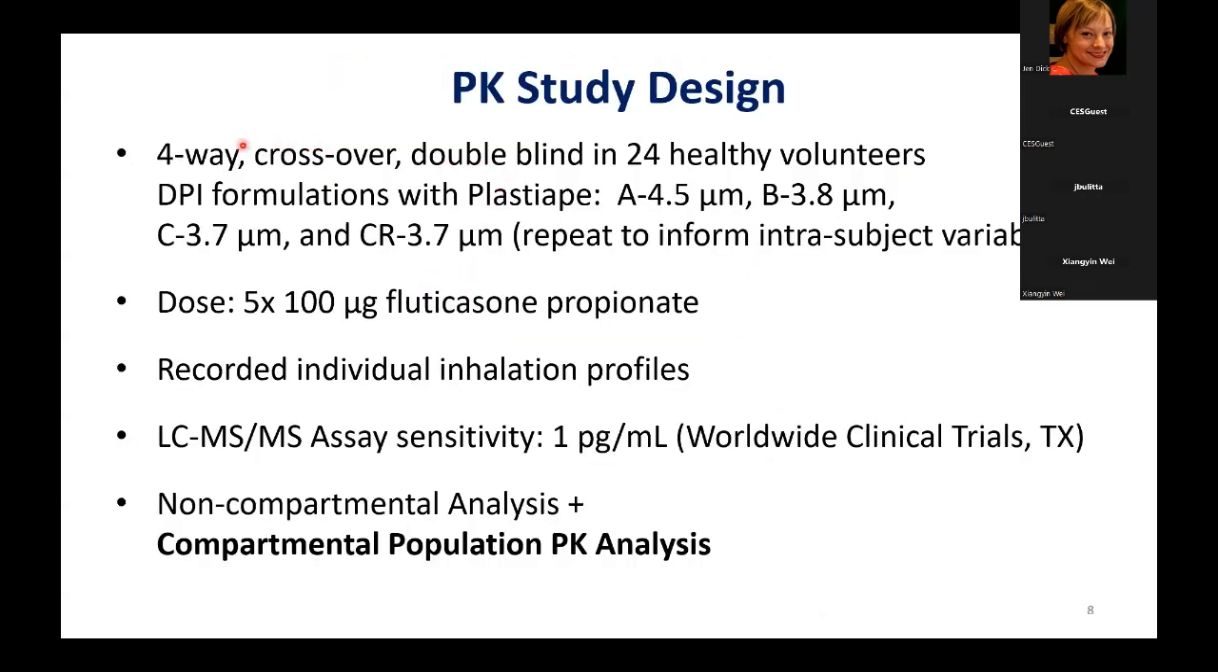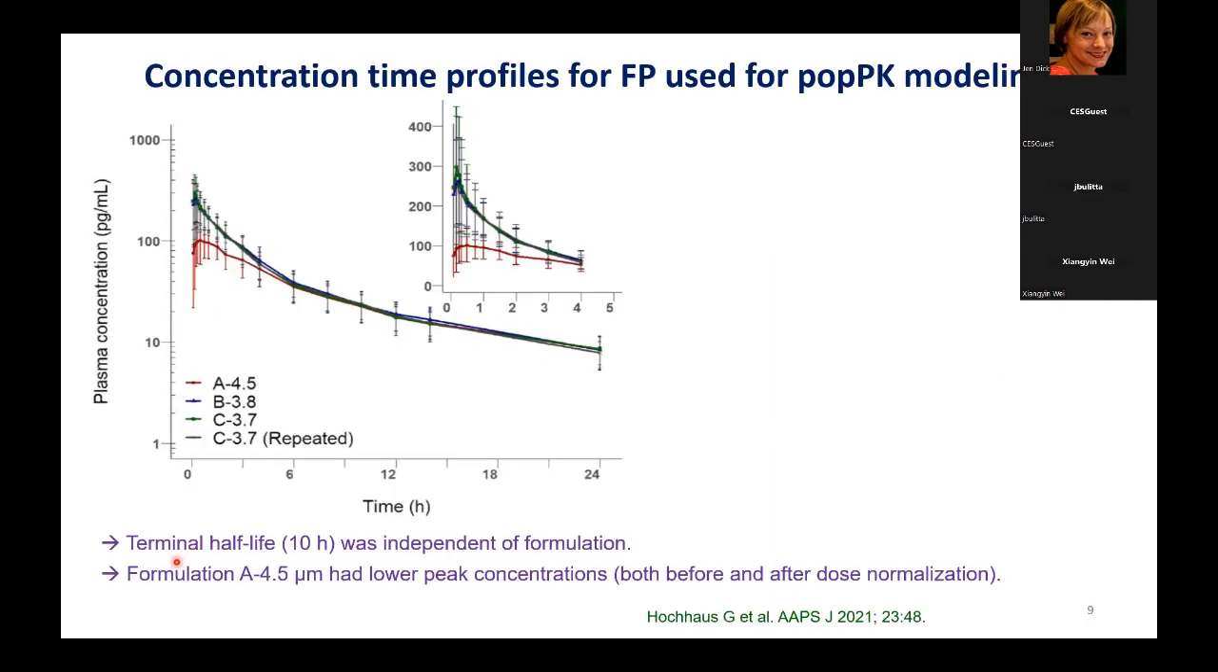In the PK study, we performed a 4-way crossover double-blind study in 24 healthy volunteers with the 3 formulations. And formulation C was repeated in order to get access to the intra-subject variability. The total dose was 500 micrograms FP, given by 5 individual capsules of 100 micrograms each. LC-MS was excellent and performed at Worldwide Clinical Trials in Texas. And then, of course, we performed non-compartmental and compartmental population PK analysis.